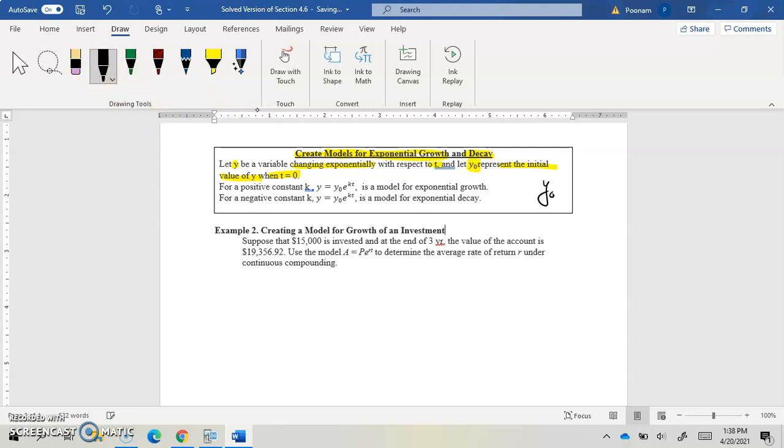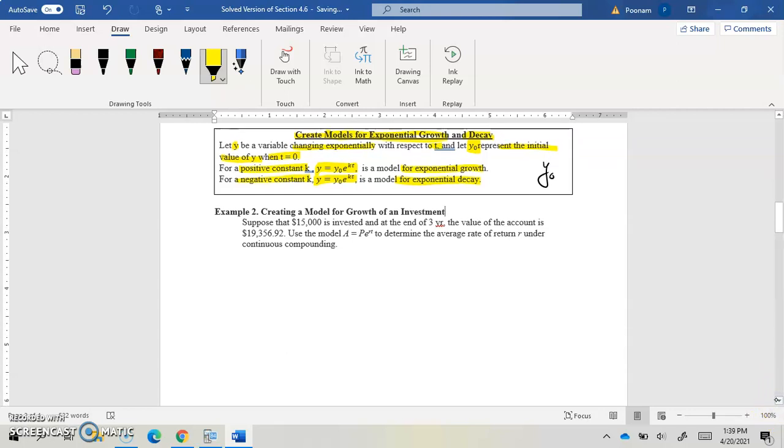Okay, so for positive constant k, if k is constant and it's a positive number, then the model y is equal to y naught times e to the kt is used as an exponential growth model, because that means it is going to exponentially grow if k is positive. On the other hand, if we're talking about a decay problem, then we're going to consider k to be a negative constant. Let's see what we mean by the following examples.